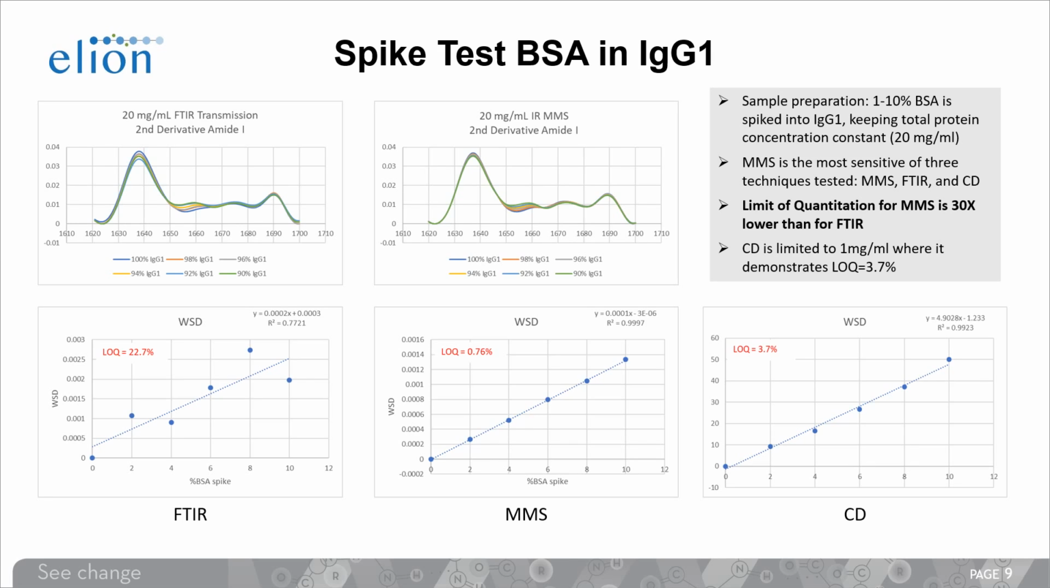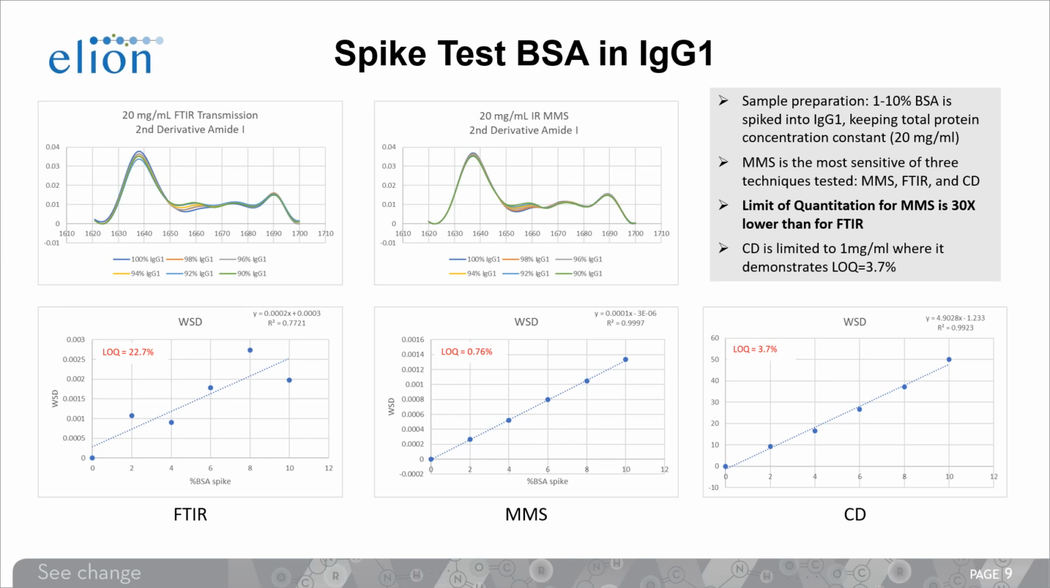So one of our collaborators was very interested in benchmarking this instrument against their other tools. That collaborator is shown in the upper left there. It's Elion Labs, based out of Colorado. And they provide analysis services for the biopharma industry. They designed a spike test where they would introduce small percentages of BSA, which is an alpha-rich protein, into IgG1, which is a beta-rich protein. They compared MMS, which is shown in the middle column here, to FTIR, shown on the left, and CD, which is shown on the right. A 20 mg per mil protein solution was measured.